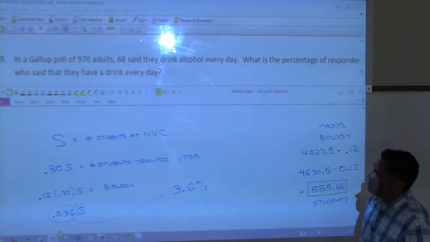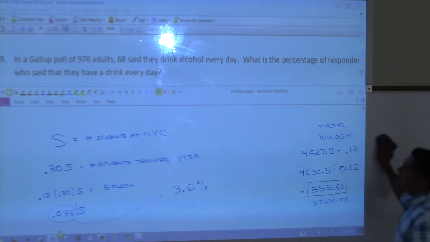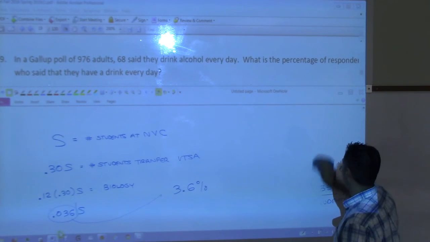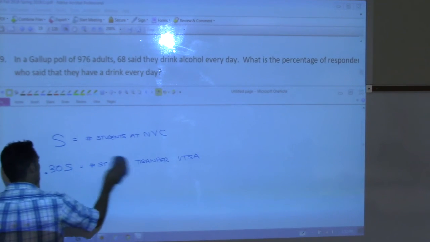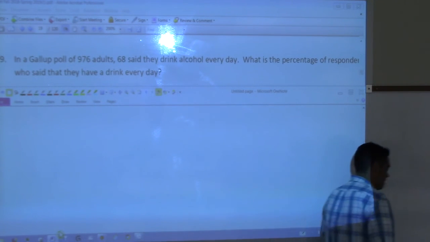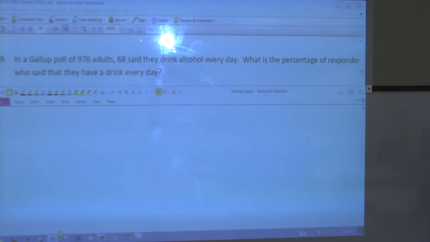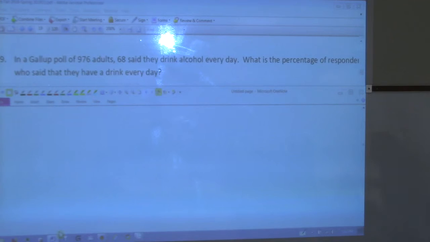In a Gallup poll, of 976 adults, 68 said they drink alcohol every day. Thank you. I don't know why I said 18. You know why I said 18? Because it says adults here, and I'm not quite sure what they mean by adults, right? Like, do they mean 18 or 21? Isn't 18 you're an adult? But you're supposed to be 21 when you drink, so, okay. Whatever. Their poll says of the 976 adults that they polled, 68 of them say they drink alcohol every day. What is the percentage of respondents who said they have a drink every day?